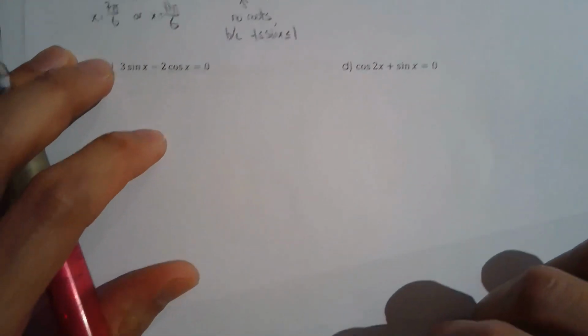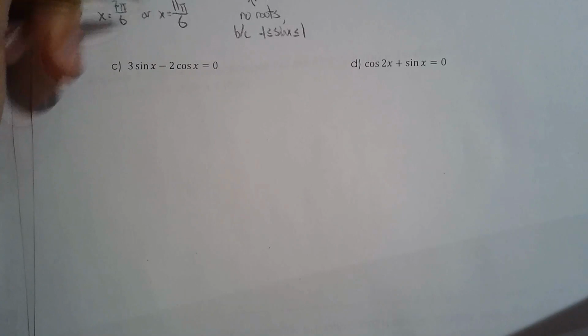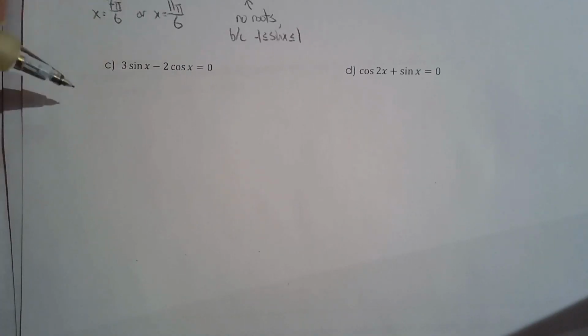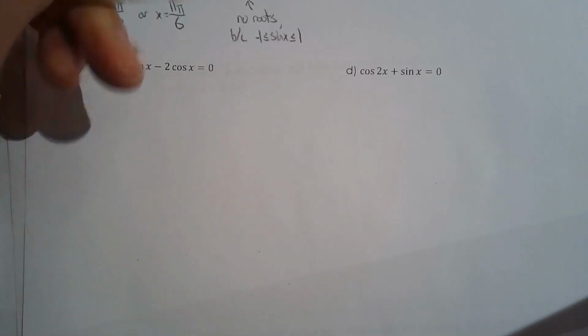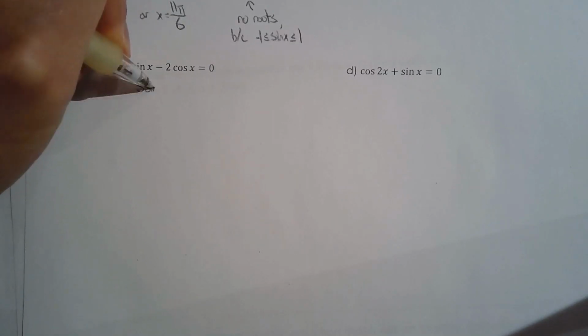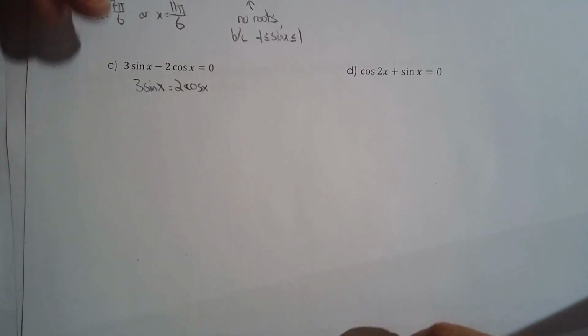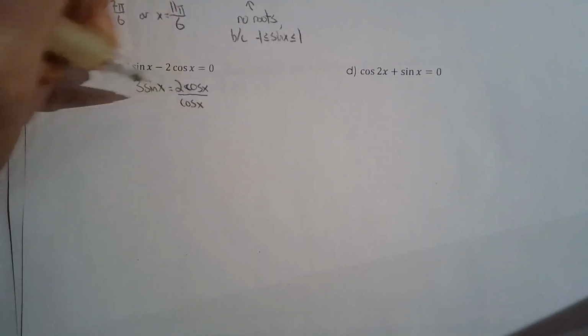Let's keep going. We have 3 sine x minus 2 cos x. So this one, it's a little trickier, I'd say. To stay calm, just play with your techniques, because you don't have sine squared x or cos squared x, so you don't have a Pythagorean identity here. So what we're going to do is write 3 sine x equals 2 cos x. Now I'm going to divide both sides by cos x.